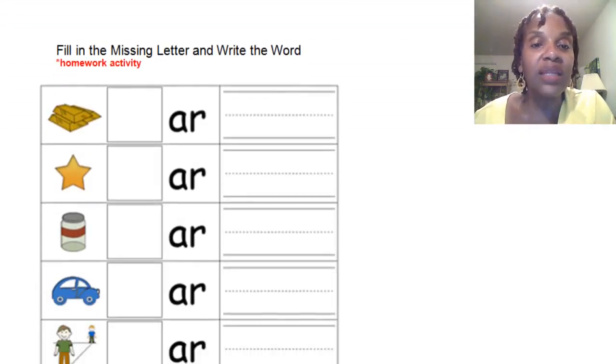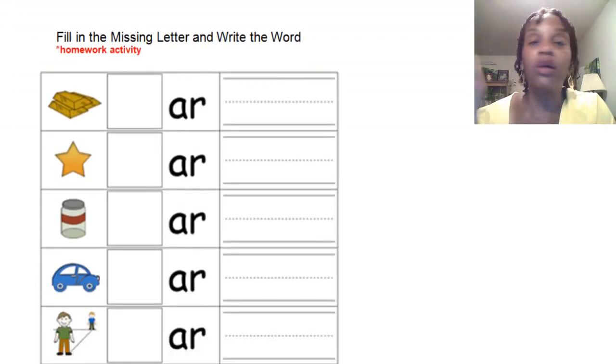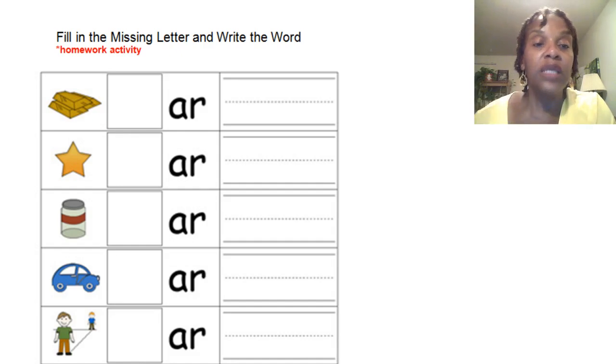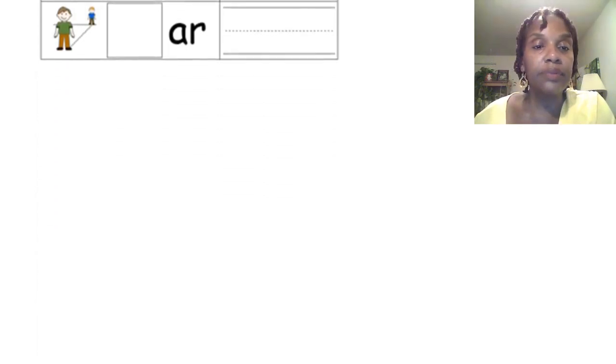This is more for my level 1 students, but I want all 3 levels to do this. My level 1 students, you're going to fill in the missing letter, and then you're going to write the word. So this is a picture of a bar, like a bar of gold. So bar, you'd write the letter B, and then you'd write out the word bar. Okay? Pretty simple.